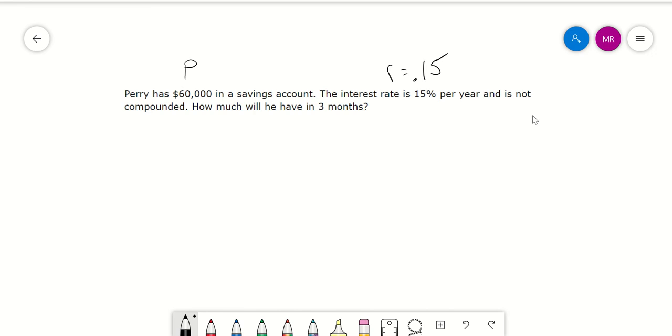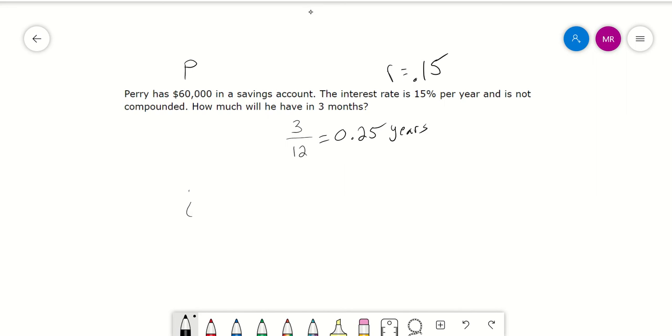All right, now here's the difference. This is annual interest, so we need to make this in terms of years. So 3 months is not a whole year, right? So how many months are in a year? 12, right? So 3 out of 12 months is 0.25 years. Okay, so 3 months is a quarter of a year.